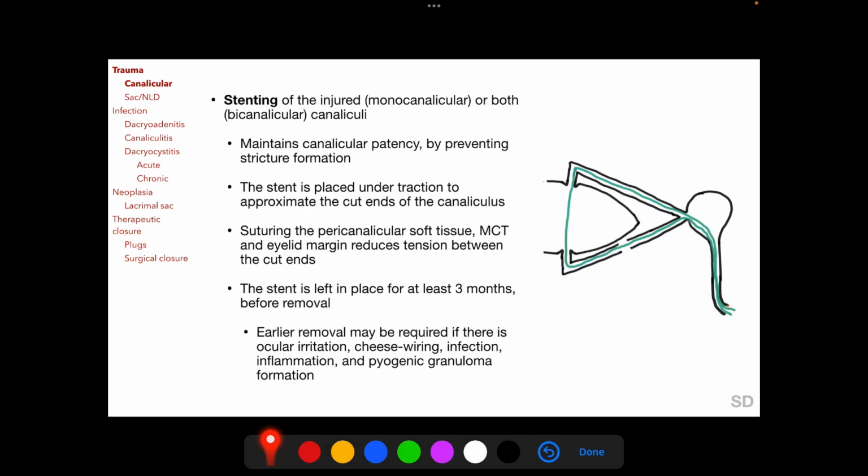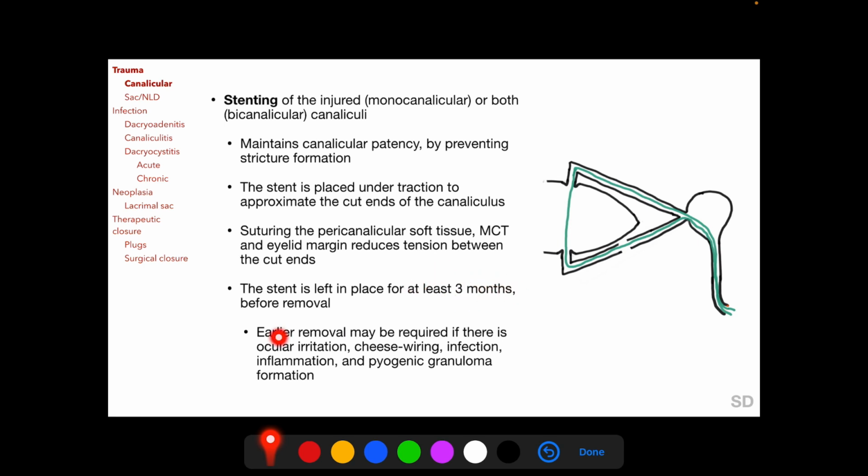Following identification of the lacerated or cut ends of the injured canaliculus, the injured canaliculus or both canaliculi are stented. Stenting maintains canalicular patency by preventing stricture formation. The stent is placed under traction to approximate the cut ends of the canaliculus. Suturing the pericanalicular soft tissue, the medial canthal tendon tear and eyelid margin tear reduces tension between the cut ends. The stent is left in place for at least 3 months before removal.